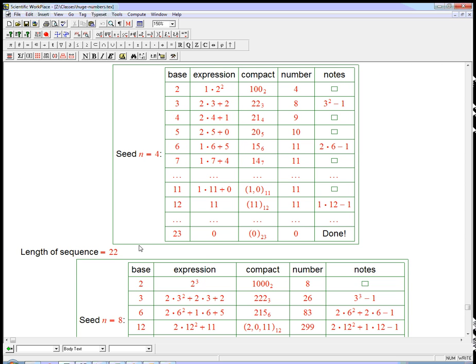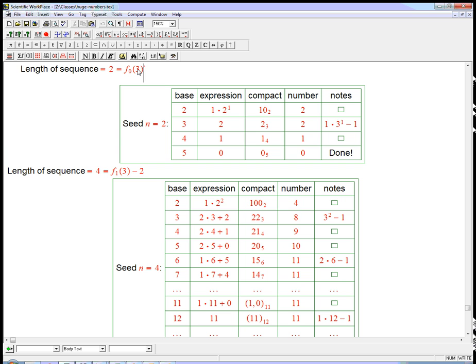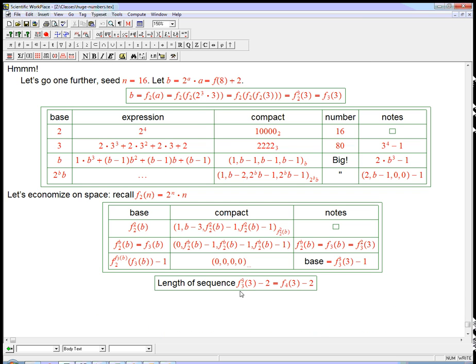And the length of the sequence here was f2 of 3 minus 2. f2 of 3 is just 2 to the 3 times 3, which is 24, and then minus 2. And in fact, this even works. This is f1 of 3. Double 3 and subtract 2, you get 4. And this is f0 of 3. Just add 1 to 3, but then subtract 2, and you get 2. So now we see the pattern.